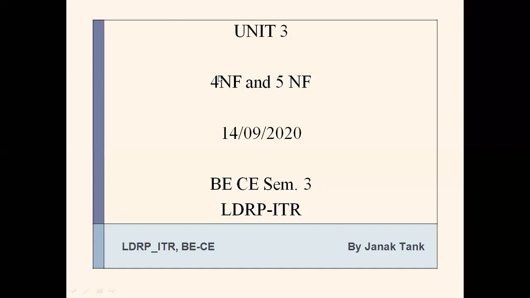So here, 4 NF is a further extension of the normalization, and then the fifth normal form. Both are fine as well. We can reduce the number of keys and we can work with respect to the fifth and fourth normal form. But there are some portions where we need to learn why we require it.